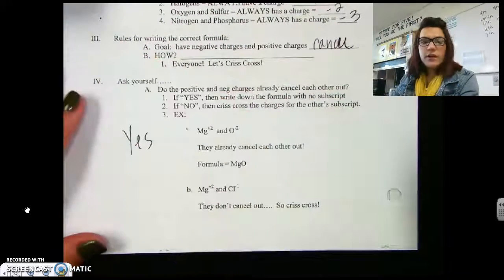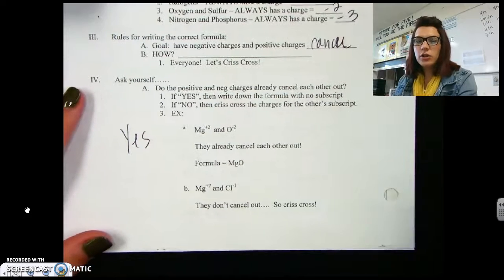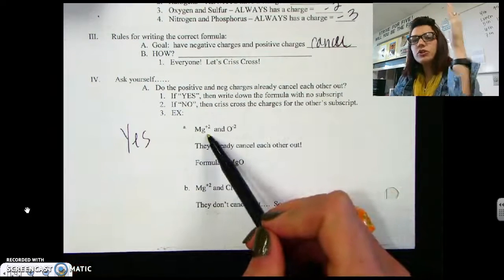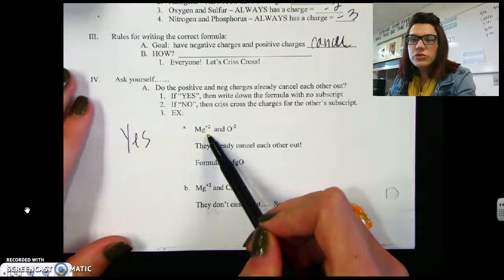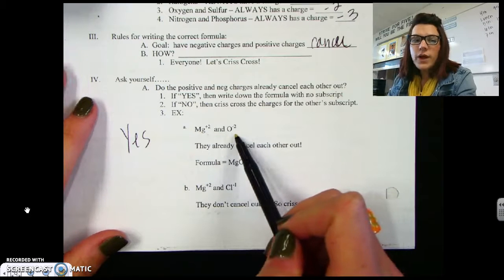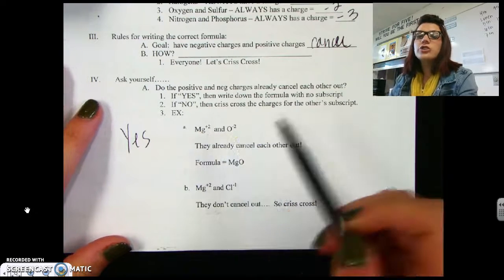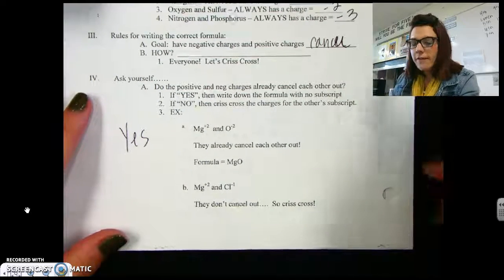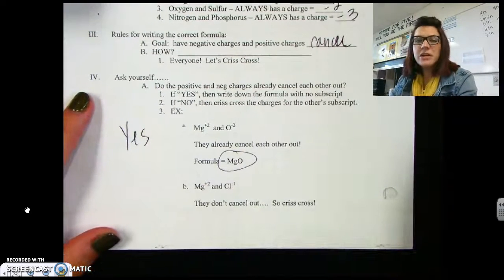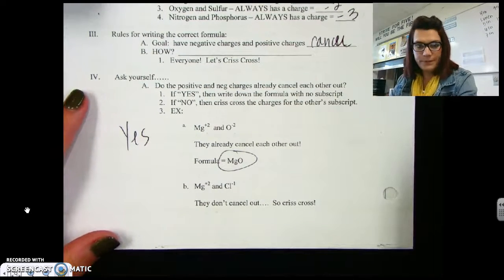So if the charges cancel, look, magnesium is in group 2, therefore it'll have a +2 charge. Oxygen will have a -2 charge. Charges cancel each other, therefore my formula will just be MgO.